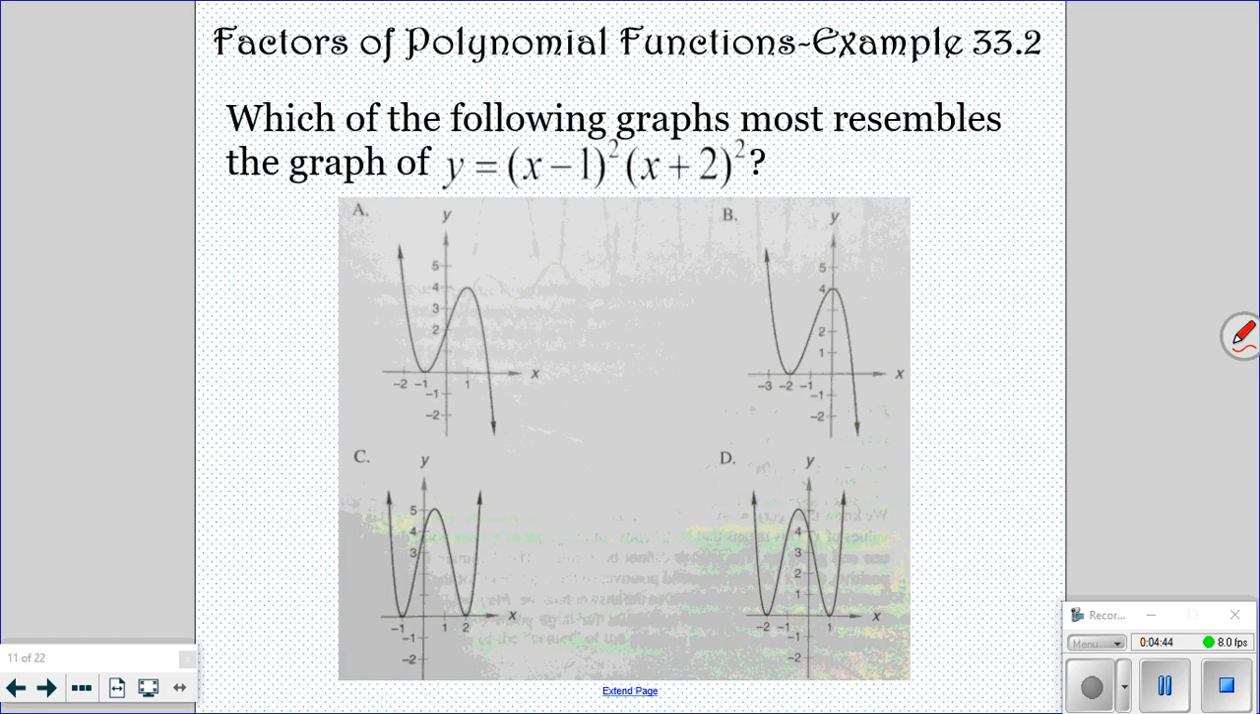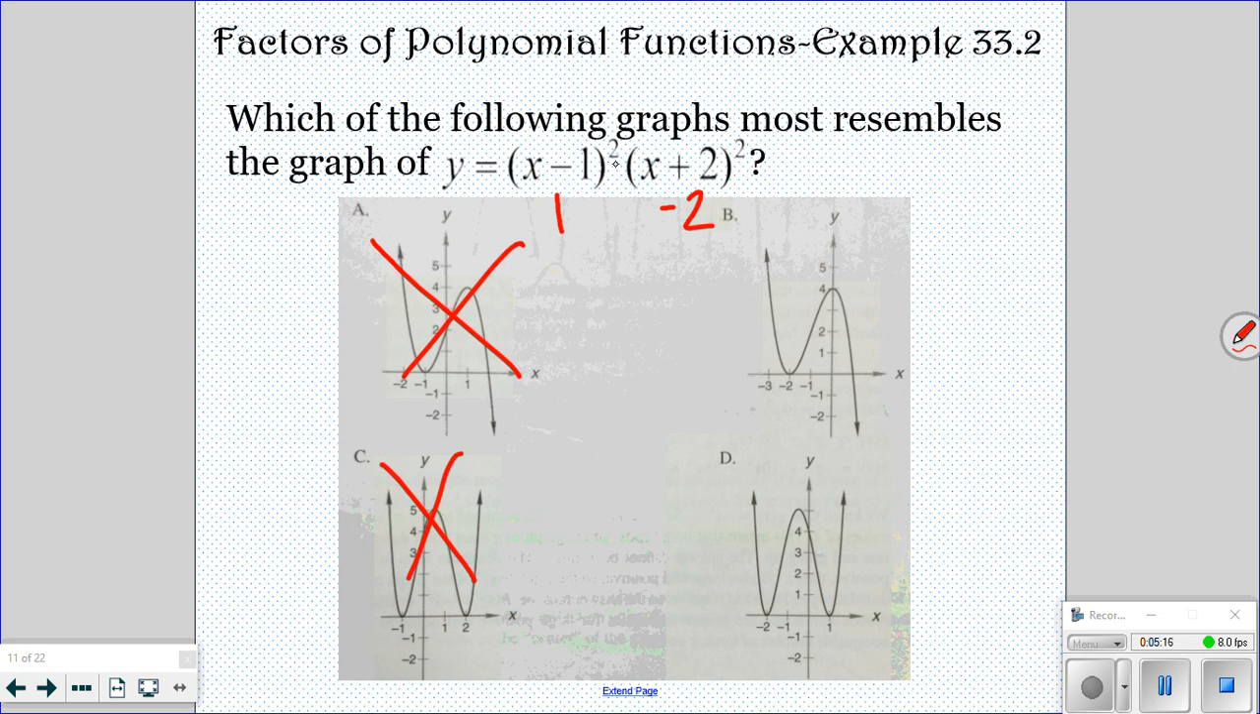Now looking at this one, which one most resembles this graph, this equation? So our numbers that we're going to be concerned with are 1 and -2. So this one talks about -1 and 2. So we're not going to use that. This one talks about 1 and -2, okay? This one is -1 and 2. We don't want that one. And this one is -2 and 1. So it's either B or D.